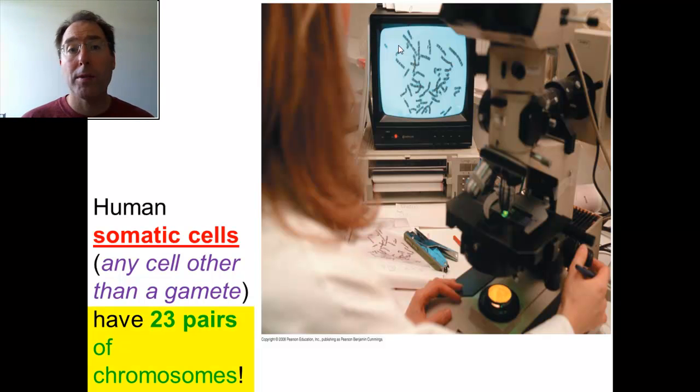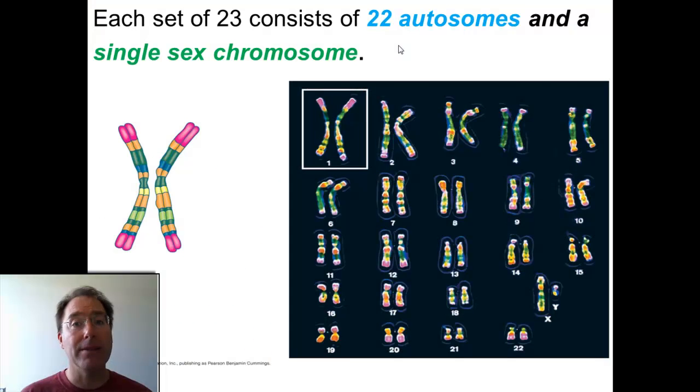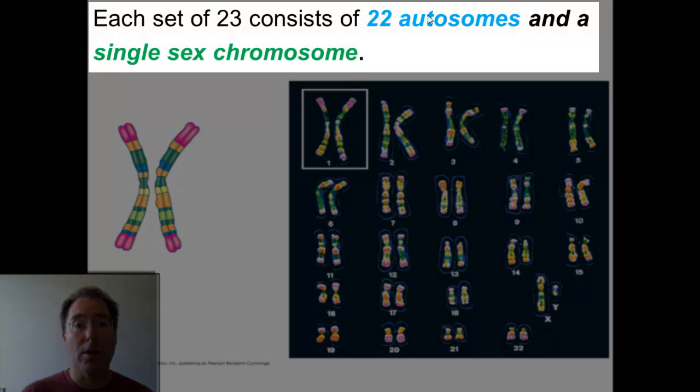Where did these chromosomes come from? Well, one set from your mom, one set from your dad, and when put together, it equals 46 chromosomes. So for instance, in any cell from me, let's say we took a cell from my kidney, it would have 46 chromosomes, 23 from my mom, 23 from my dad. These 23 sets of chromosomes consist of 22 autosomes, which are the non-sex chromosomes, and a single sex chromosome.